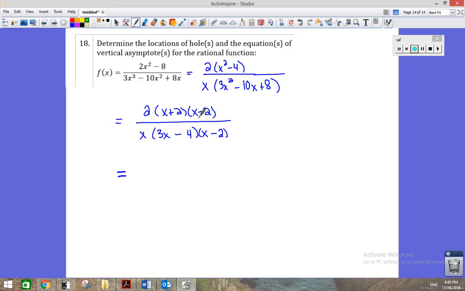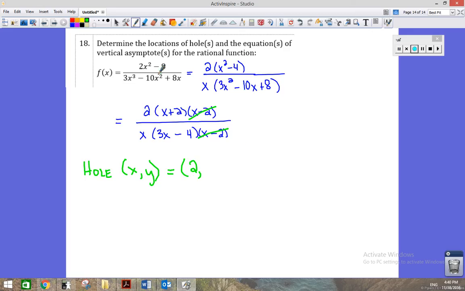I see a common factor, x minus 2 and x minus 2, and those are the only common factors I have. When I have a common factor like that, it creates a hole in the graph. So I know that I'm going to have a hole in the graph, and I need to determine the x and y coordinate. The x coordinate is pretty easy. 2 minus 2 gives me 0, so x equals 2.